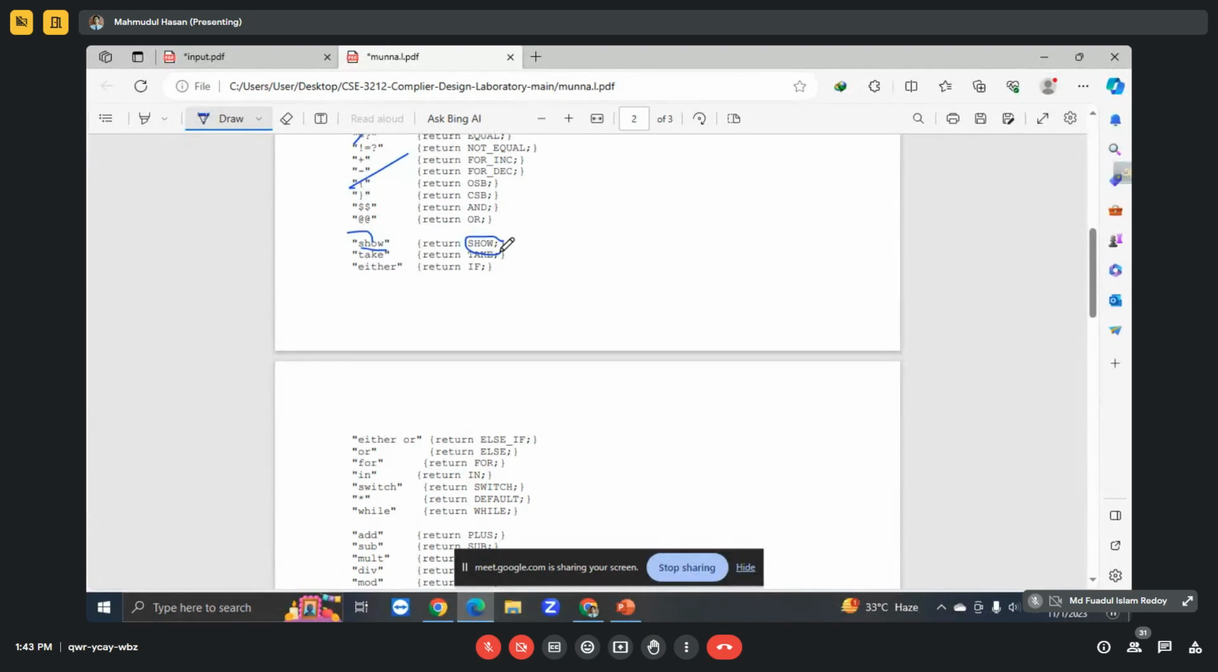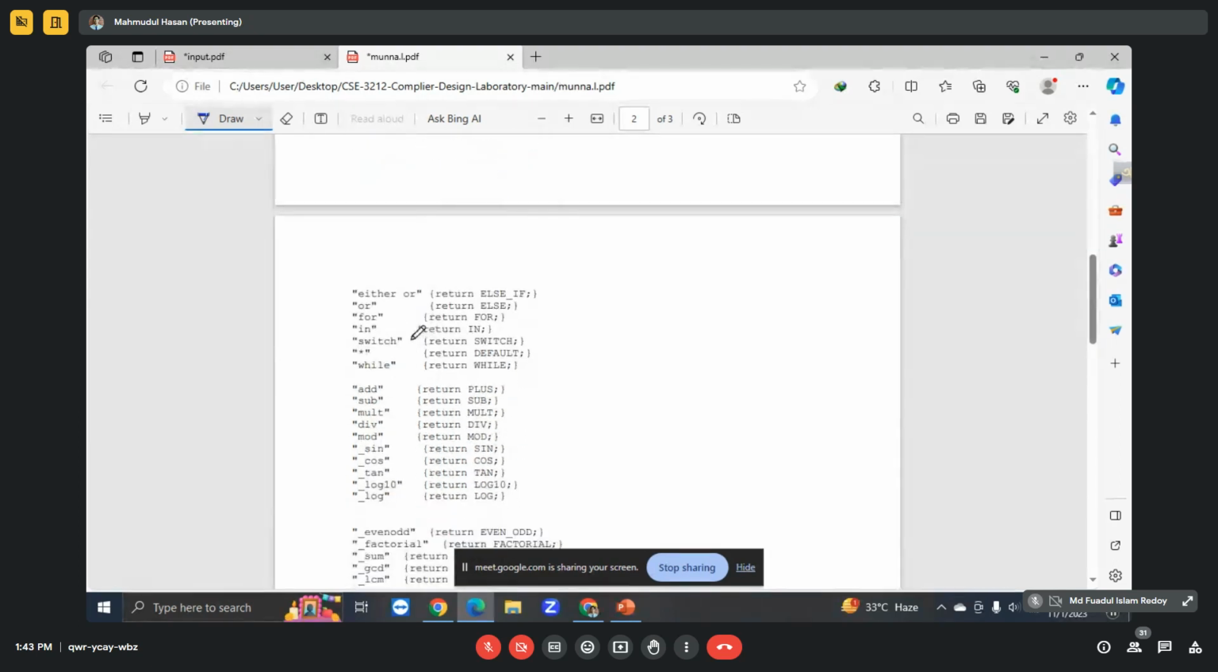Okay, got it? Because those are fixed, those are keywords, like show is a keyword for my programming language. That's why only the token name is enough. Those are just token names, no attribute value. Is it?